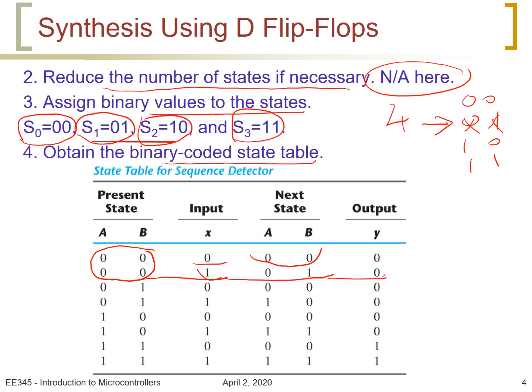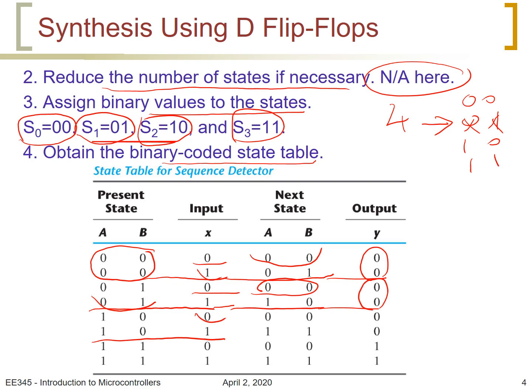And the output was 0 in both cases. When we are in S1, which is 0, 1, if the input is 0, we go back to 0, 0. If input is 1, we go to S2, and output is 0 in both cases. And if we are in S2, if the input is 0, we go back to S0 again, which is 0, 0. And if the input is 1, we go to S3, which is 1, 1. And the output is 0 in both cases while we are in S2.